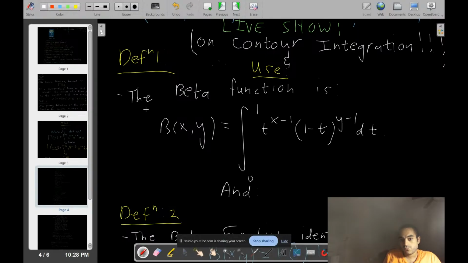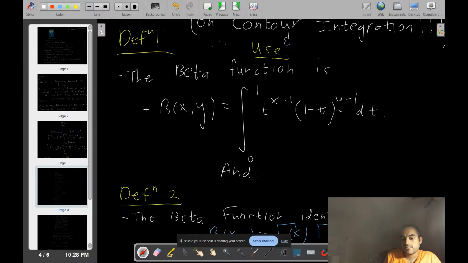Okay, so definition 1, the beta function. The beta function, known as capital B, as a function of both x and y, my multivariable function, is equal to the integral from 0 to 1 of t to the power of x minus 1 times 1 minus t to the y minus 1 power dt. So you're going to need to use that, definition 1.